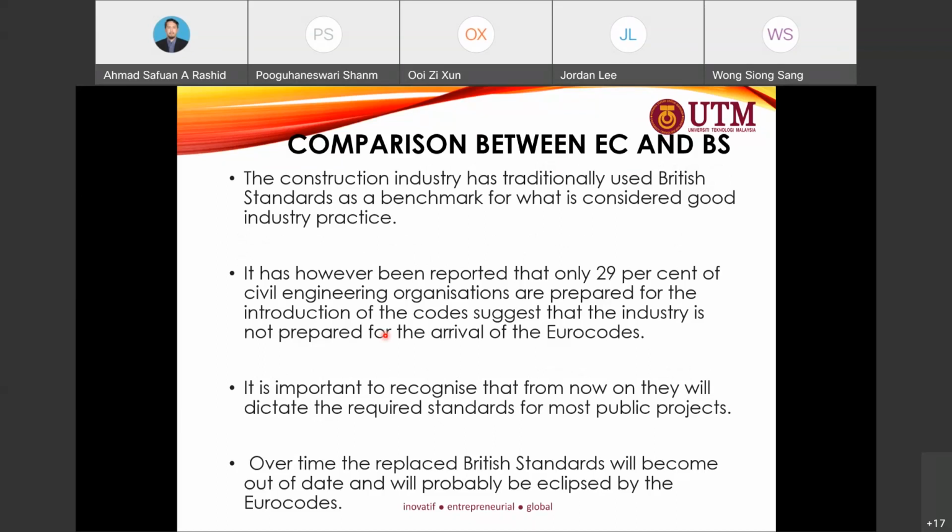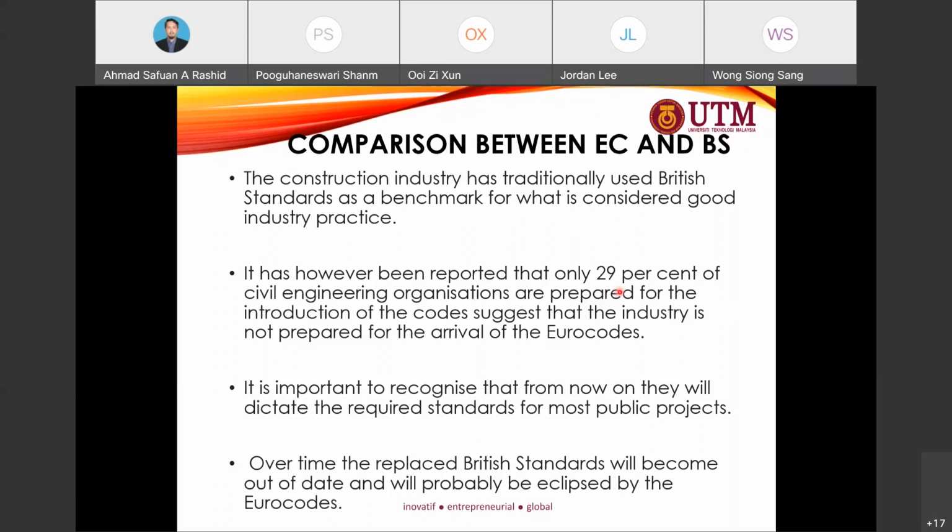So I'm not sure, the 29% in this slide is from which year? Because this is a slide prepared by Prof. Ramli. Hopefully it has already increased, because the government wants to implement the EC in the design and in the submissions.